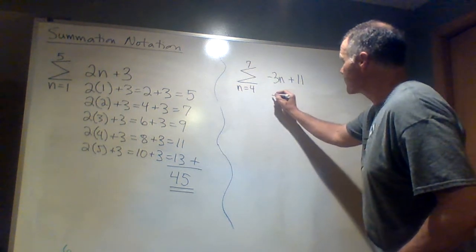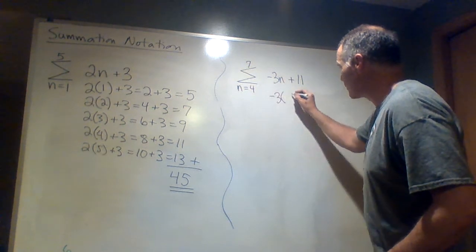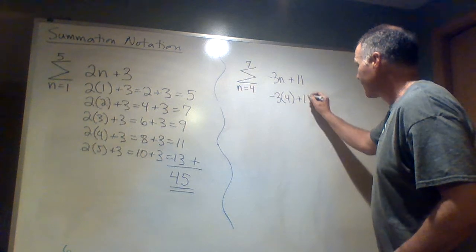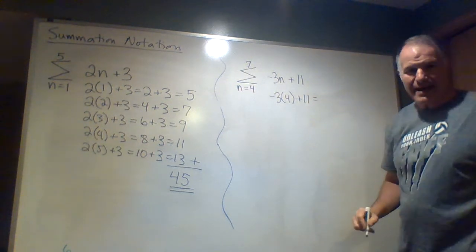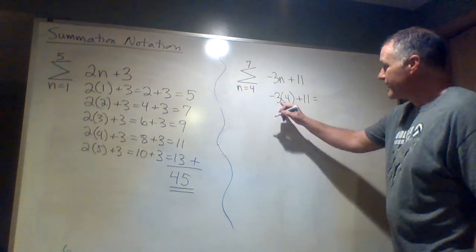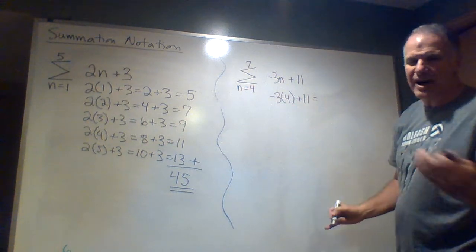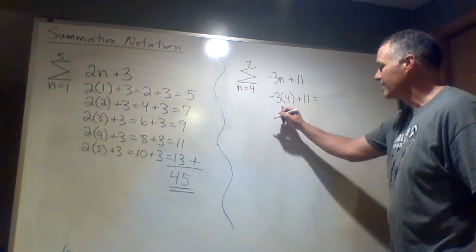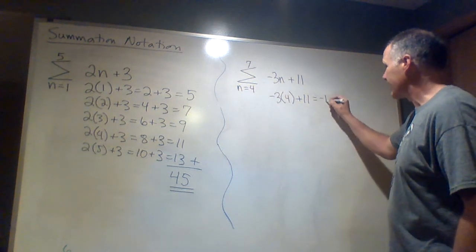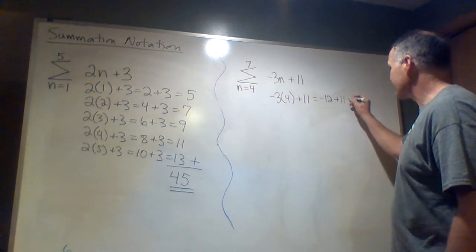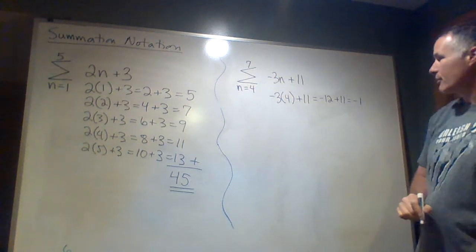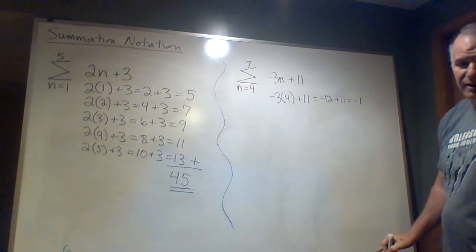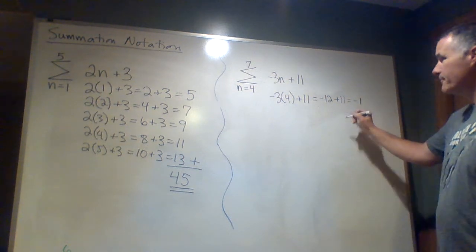Let's start. The first n is 4. Again, we're just going to do the math, so use your calculator. Negative 3 times 4. Remember order of operations: you multiply before you do any adding. So negative 3 times 4 is negative 12, plus 11. That's going to be a negative 1. Use your calculator: negative 12 plus 11 is negative 1.